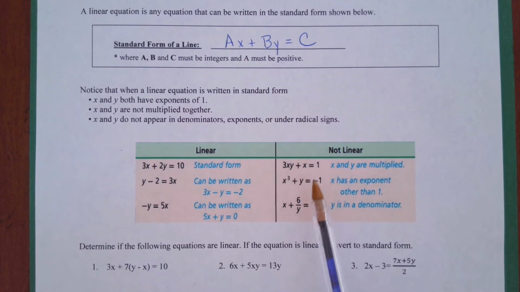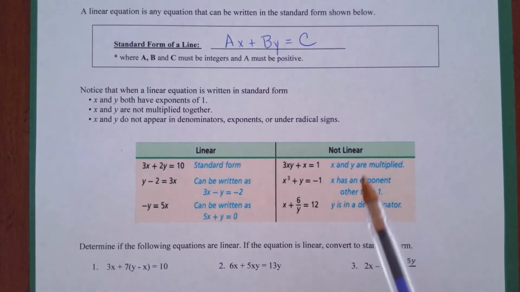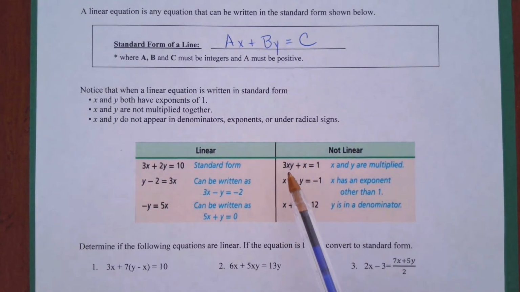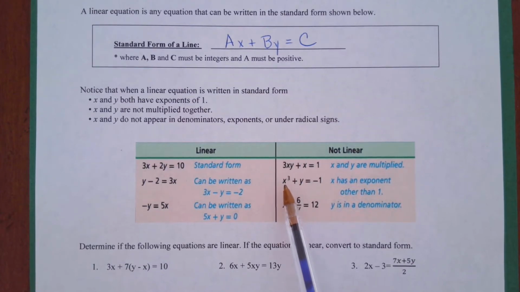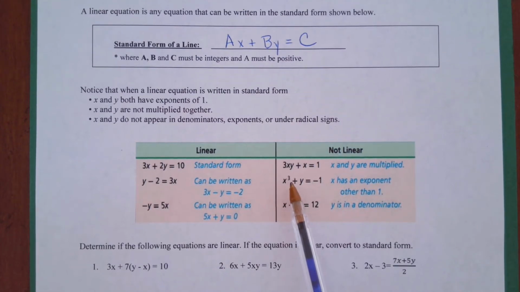All right, here are some things that would definitely not be linear. You wouldn't even have to do anything. So the first one, since I see this x times y here at the front, that cannot be a linear equation. That's a different kind of graph. The next one, x cubed, can't be linear because x has a different exponent other than 1. And then this one, I see this y is in the denominator, so that can't be linear as well.